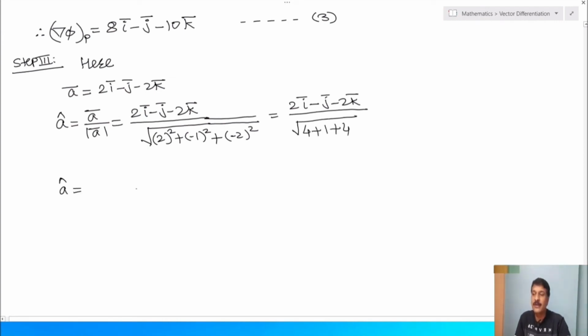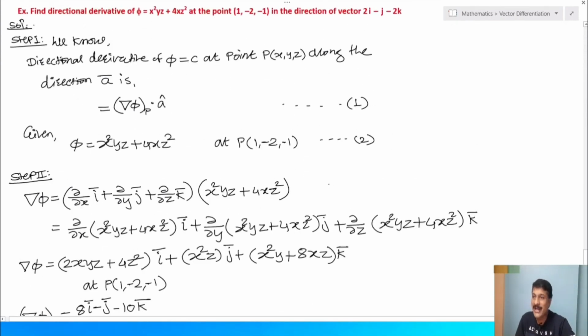So therefore A cap equal to, so what is this one? This is 4 plus 1 plus 4 means 9. So under root of 9 is 3. So I am getting 1 by 3 in bracket 2i minus j minus 2k. So this is A cap. This is equation number 4. So if we see the formula, we want del phi and A cap. So both values we have. Now substitute these values in equation 1.